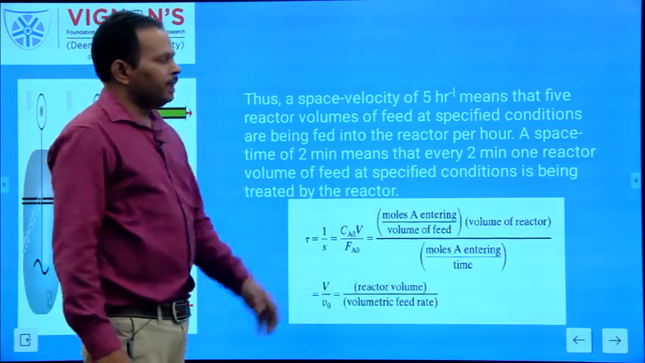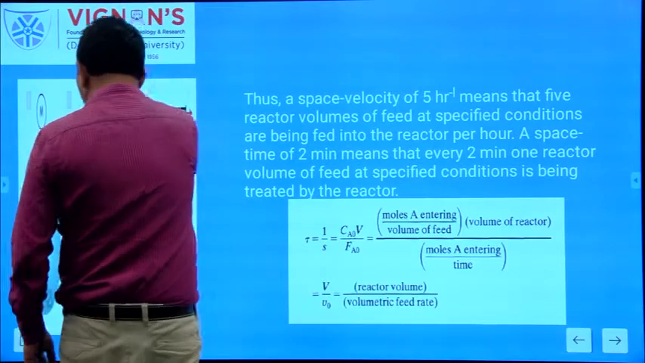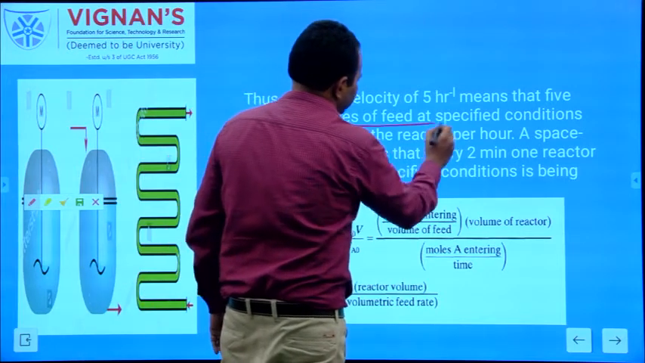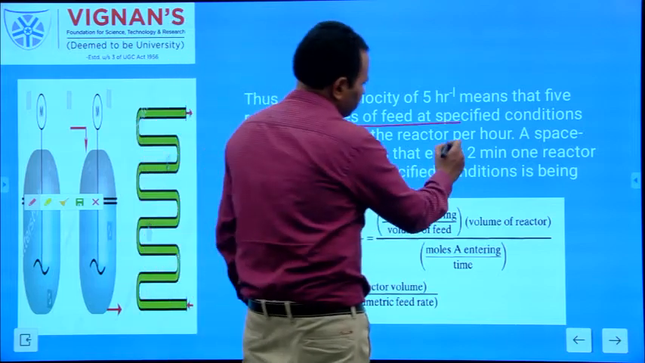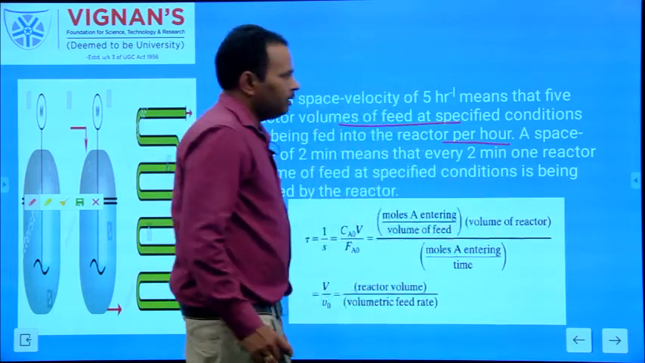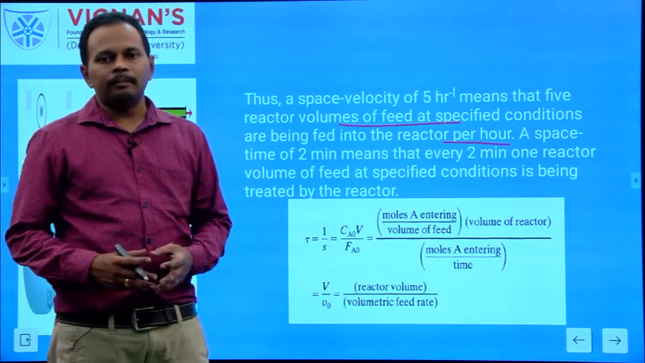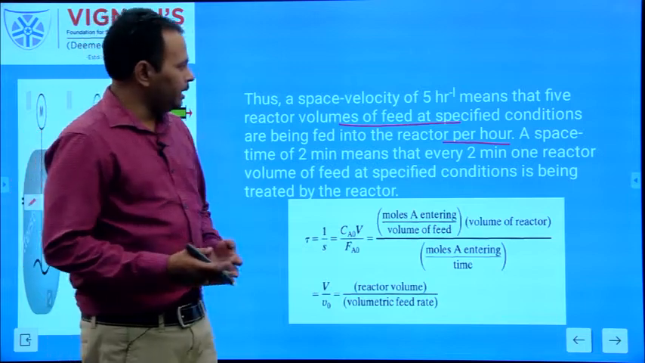Next one, does a space velocity of 5 per hour mean that 5 reactor volumes of the feed, at specified conditions, are being treated in the reactor per hour? This is very important: per hour. Suppose I say a space velocity of 10 per hour, it means 10 reactor volumes of the feed can be treated in a unit hour.